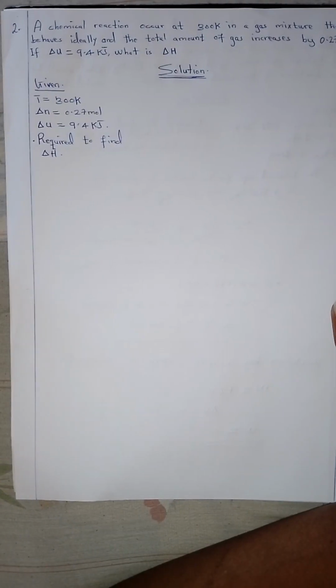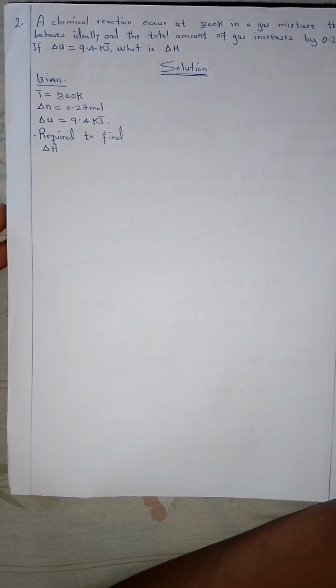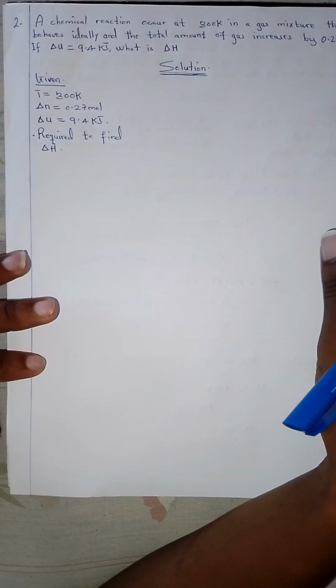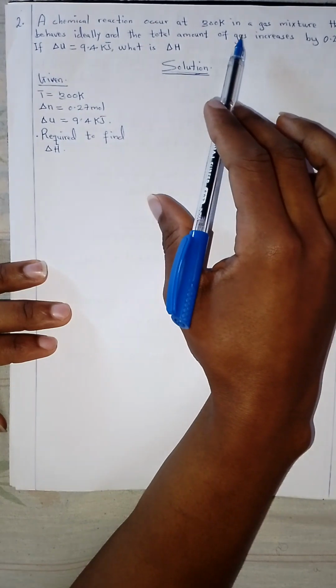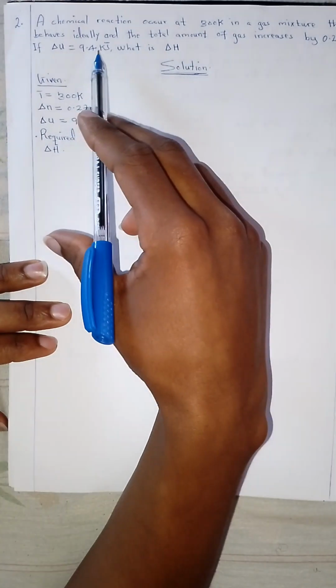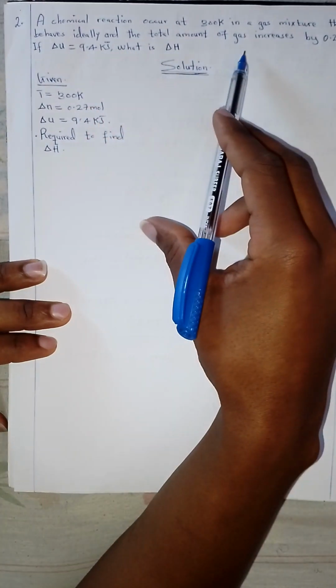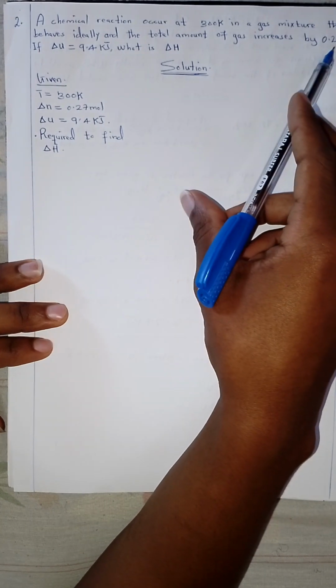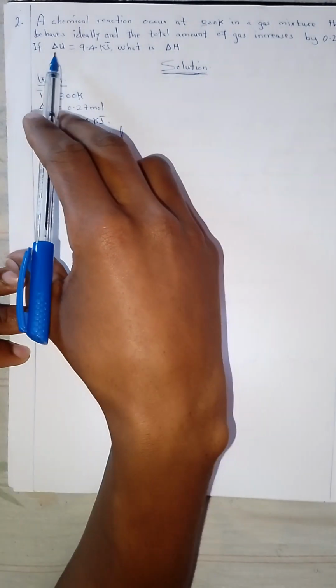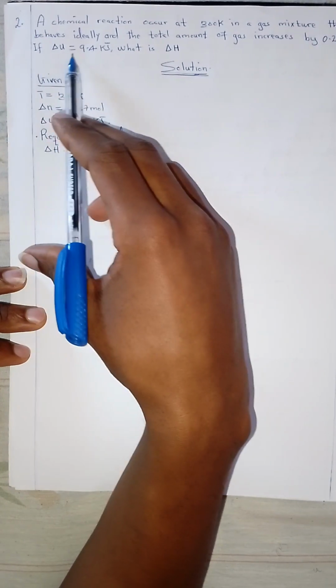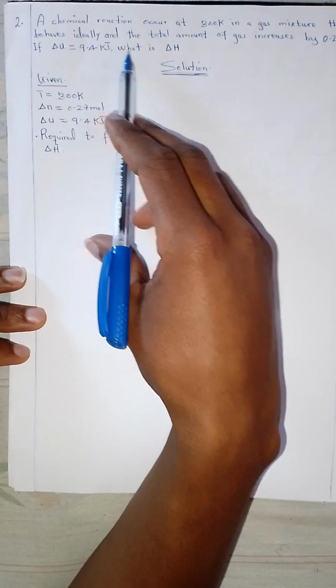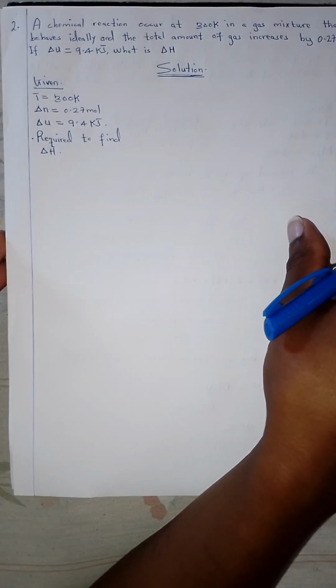Here is our question number 2, which states that a chemical reaction occurs at 300 Kelvin in a gas mixture that behaves ideally, and the total amount of gas increases by 0.27 mole. If the change in internal energy is 9.4 kilojoule, what is the enthalpy change?